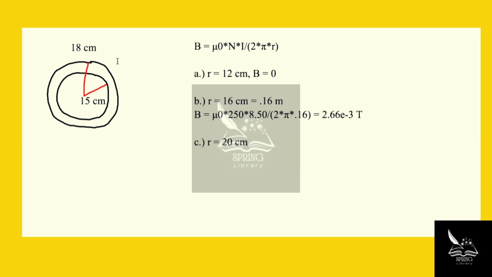Now for part C, we have a distance of 20 centimeters. And now this again is outside the torus. We're totally outside of the outer radius. So again, outside the torus, the magnetic field is always just equal to 0. So the answer to part C is just going to be B equals 0.